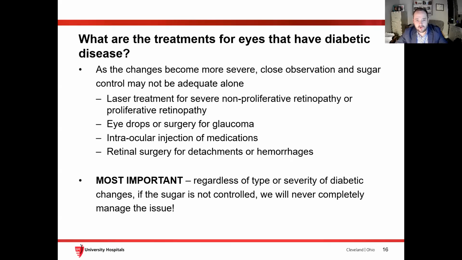And in the worst case scenario, for a person that's developed a retinal detachment or severe hemorrhage within the eye because of diabetes, you might need a retina surgery. So the treatments get more severe with more severe diabetic changes. And that's why it's so important that we catch these things before they become a problem. Now, no matter what treatment we do, the most important thing, bar none, top of the list, is getting the sugar control. If we don't control the sugar, it doesn't matter what other treatments we're offering. Sugar control is paramount. It is the most important thing.